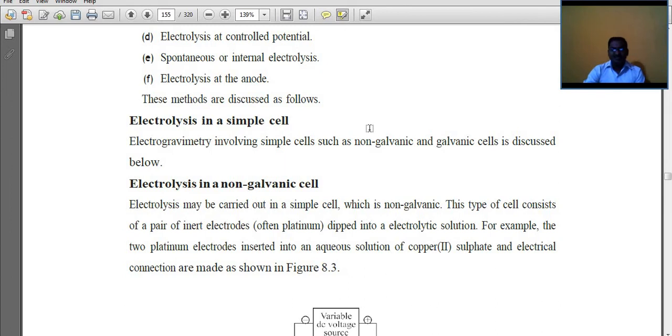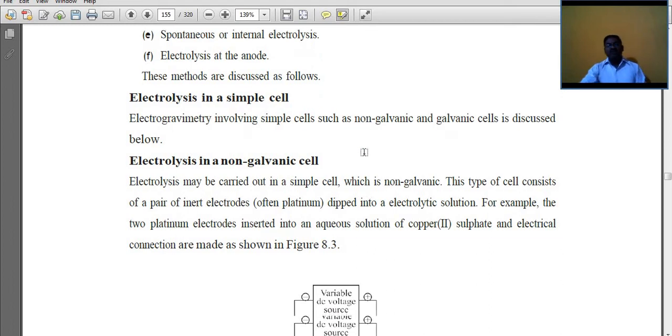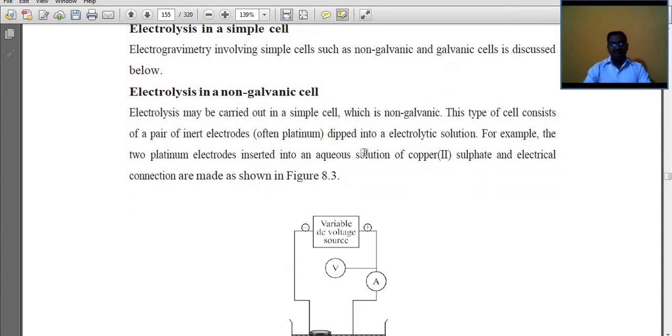Electrolysis in simple cell. Electrogravimetry involving simple cells such as non-galvanic and galvanic cells is discussed below. Electrolysis in a galvanic cell. Electrolysis may be carried out in a simple cell which is non-galvanic. This type of cell consists of a pair of inert electrodes dipped into the electrolytic solution.